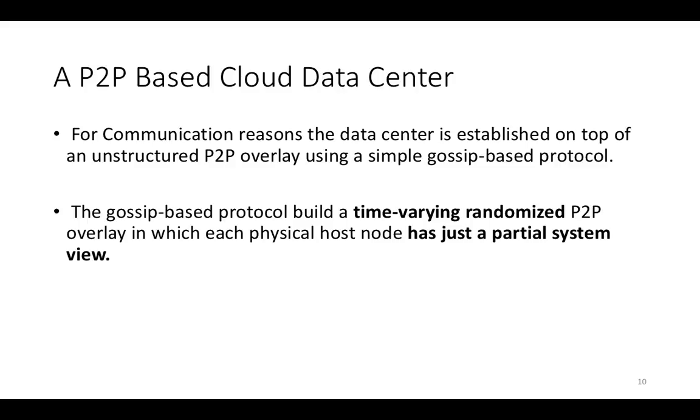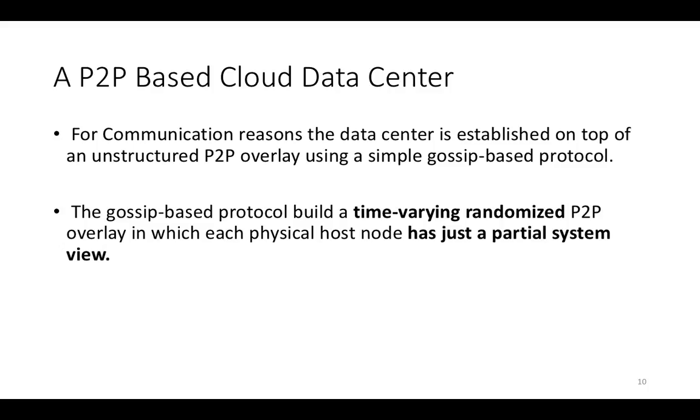For communication reasons, the data center is established on top of an unstructured P2P overlay using a simple gossip-based protocol. The gossip-based protocol builds a time-varying randomized P2P overlay in which each physical host node has just a partial system view that we call neighborhood. This property allows the system to scale with increasing number of physical host nodes as it does not rely on a central server.